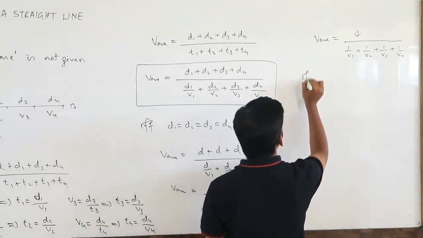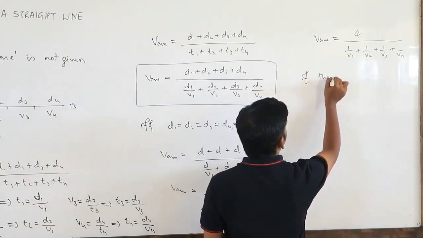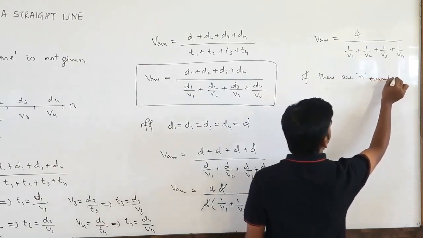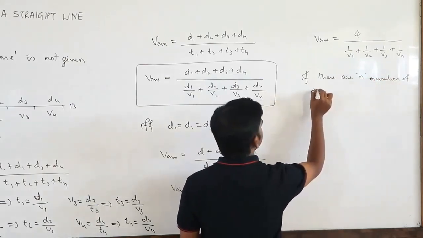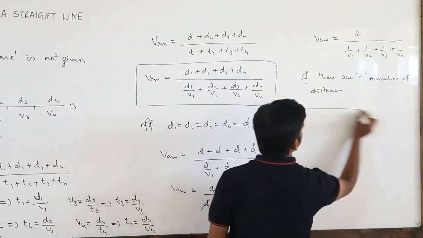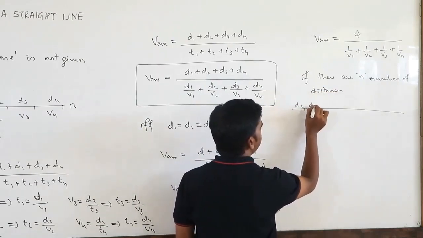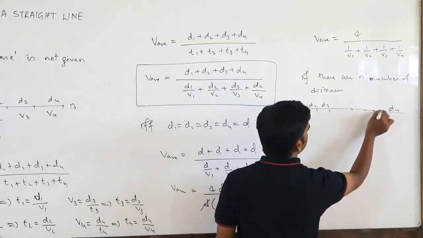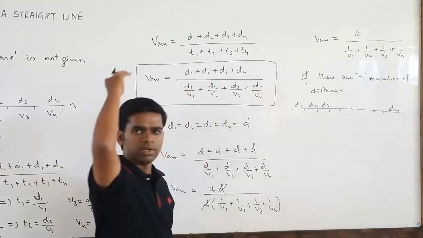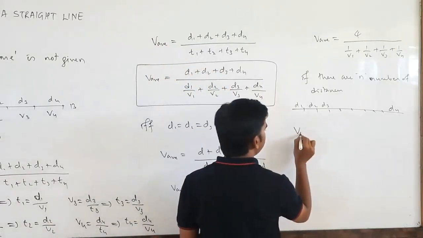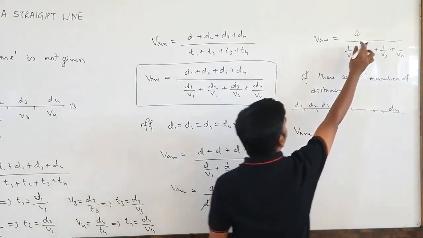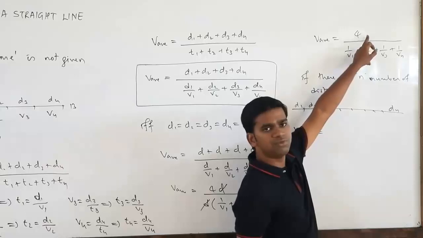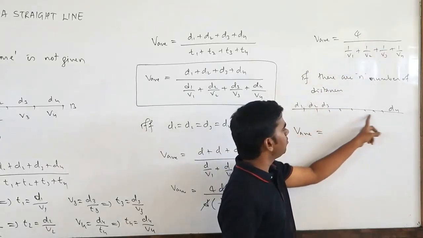If there are n number of distances, say d1, d2, d3, and so on, like dn. We don't know, it may be 100 or 200, whatever. So what will the formula become? The formula will become 4. What is 4? How many are there? 1, 2, 3, 4. So here you are getting 4. Now how many are there? N are there.